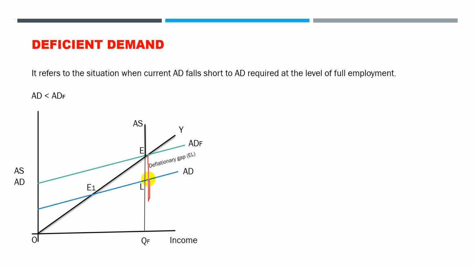The extent to which actual aggregate demand falls short of aggregate demand required for full employment is termed as deflationary gap. This is deflationary gap. Greater the deflationary gap, larger the size of deficient demand. If AD is less than ADF, the measurement of deficient demand or aggregate demand is ADF minus AD.